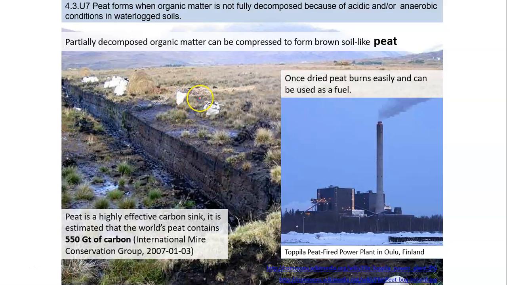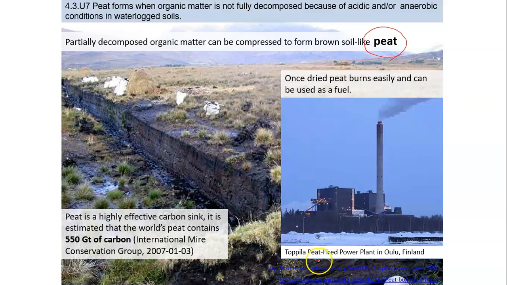Hi everyone, this is the second video related to carbon cycling, and I'm going to talk about peat formation. Okay, so what is peat? Peat is a highly effective carbon sink. It is estimated that the world's peat contains 550 gigatons of carbon.